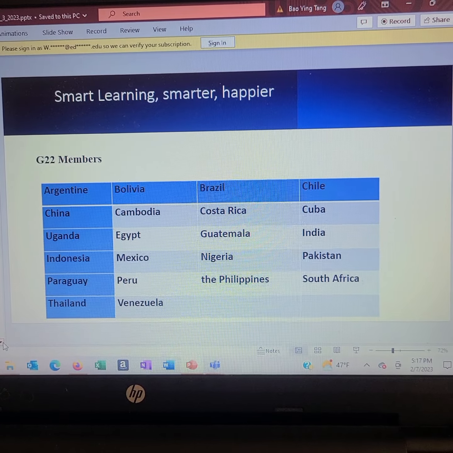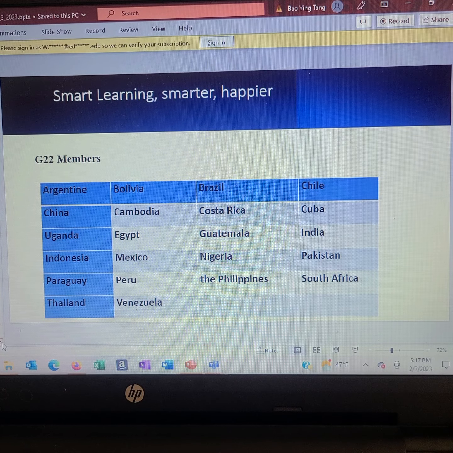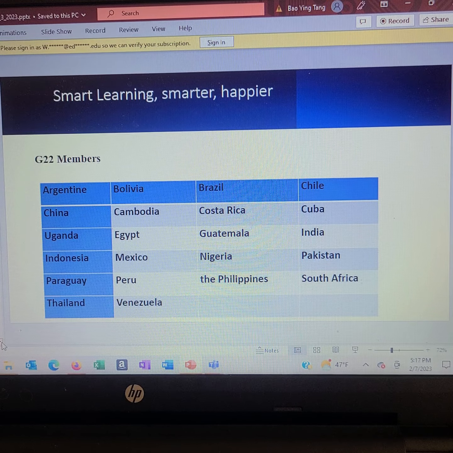So here is a table about the Group 22 members. Countries belonging to the Group 22 members are Argentina, China, Uganda, Indonesia, Paraguay, Thailand, Bolivia, Cambodia, Egypt, Mexico, Peru, Venezuela, Brazil, Costa Rica, Guatemala, Nigeria, the Philippines, Chile, Cuba, India, Pakistan, South Africa.